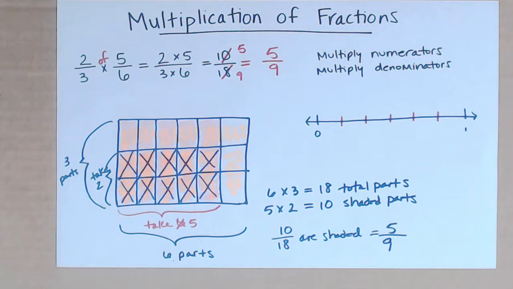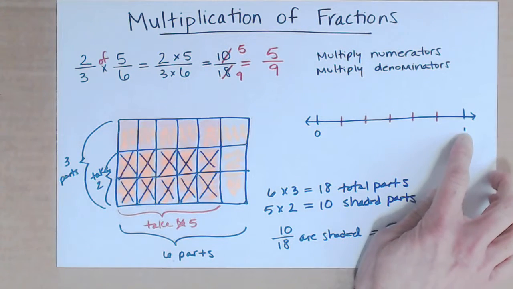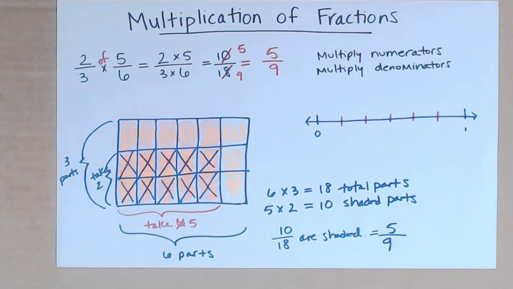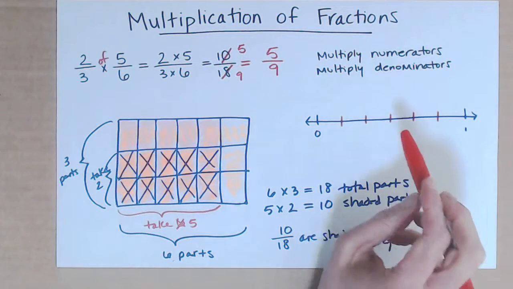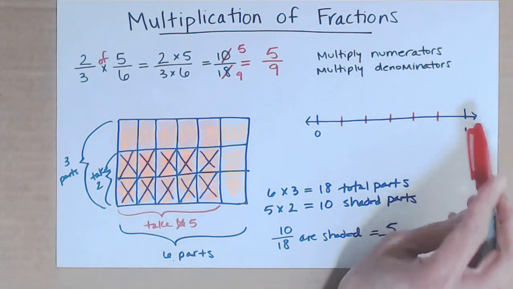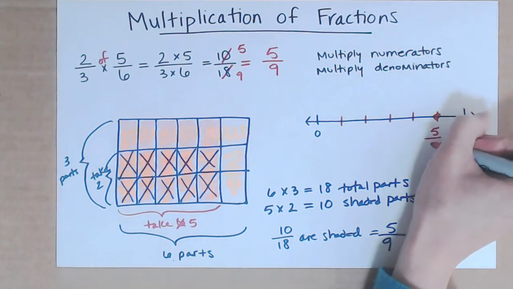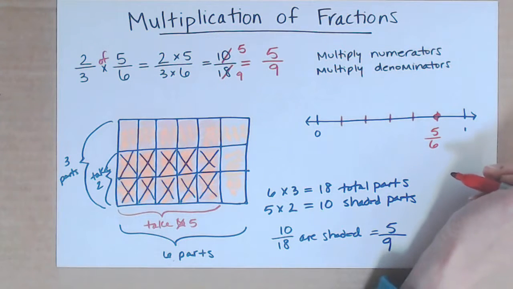Our second method, we're going to use a number line to show this exact same thing. So we have a number line 0 to 1. So 1 is our unit, and we are going to take 5/6 of that. I've already broken it up into 6 equal segments: 1, 2, 3, 4, 5, 6. So 5/6 would be here. And we want to show 2/3 of that.